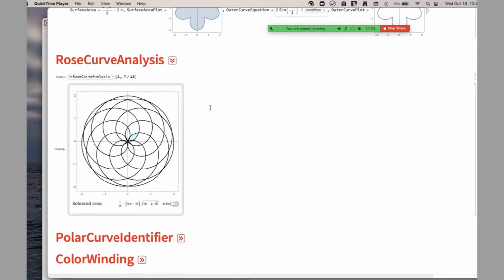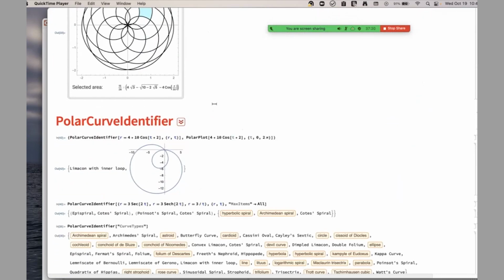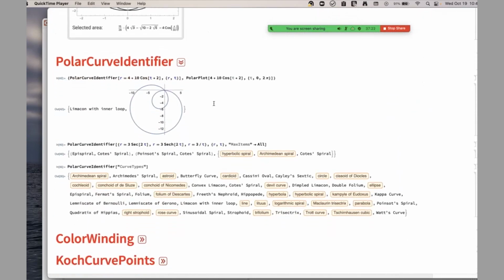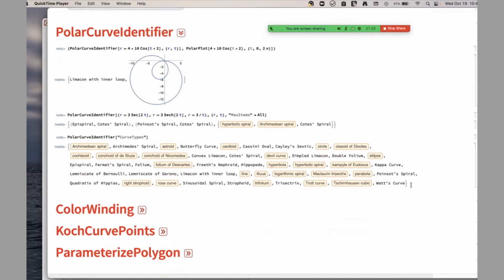For a rose curve analysis, I took these visualizations and allowed you to select subplots, subpetals, such as this one here, and it would give you the area, the surface area of what you have selected. In polar curve identifier, it does as it says. You input a polar curve and it'll output its name, and this covers all of these different types. I think around 45 different types of polar curves.